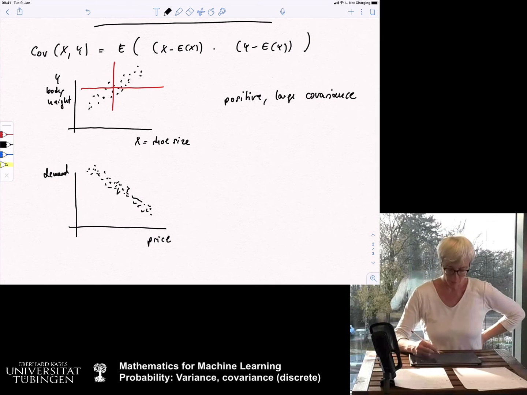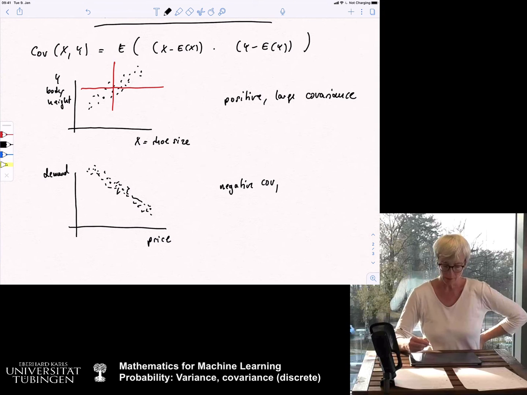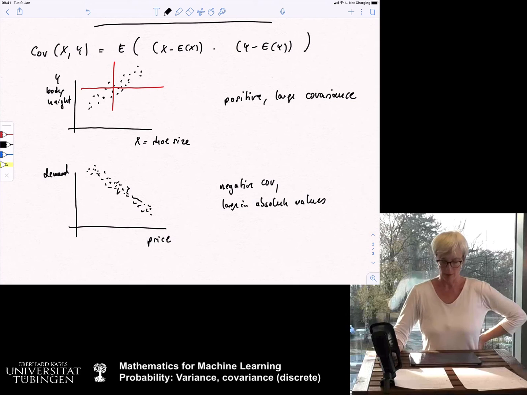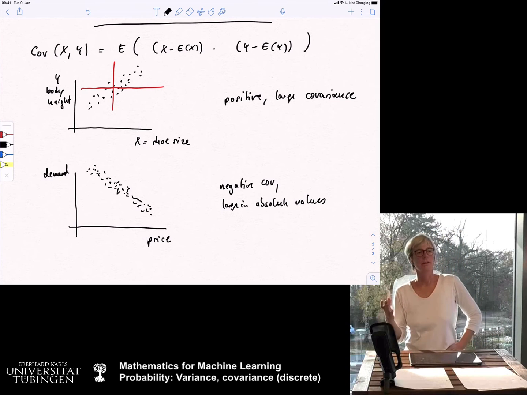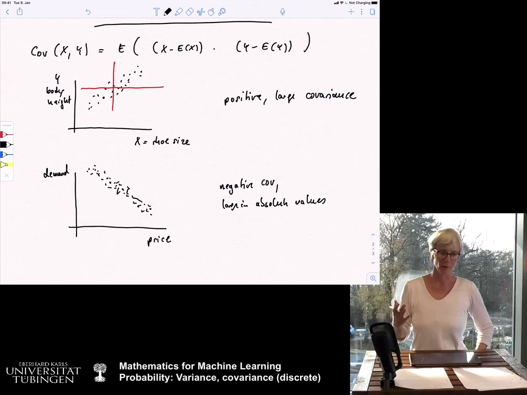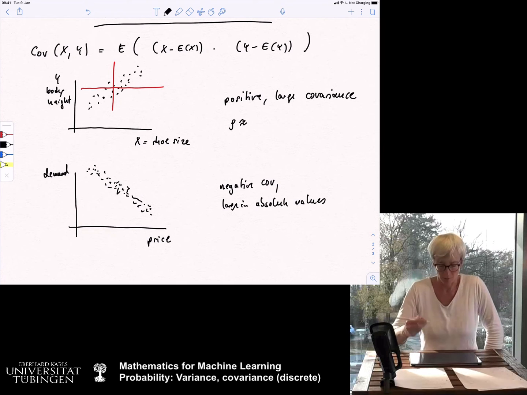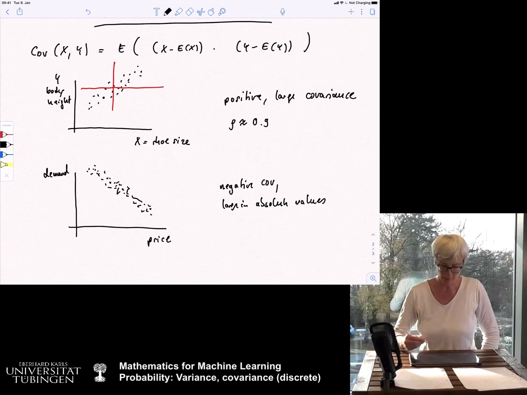And what we have here is a negative covariance, but large in absolute value. Now the point is the absolute value of a covariance doesn't tell you so much. This is why we often talk about the correlation coefficient. So here we might have a correlation coefficient, I'm completely guessing of course, maybe it's 0.9. And here the correlation coefficient rho is going to be minus 0.9, something like that.